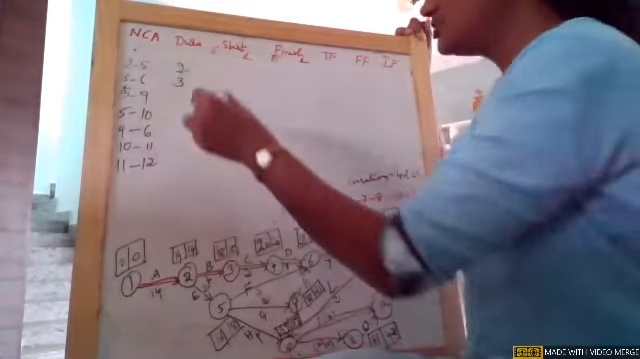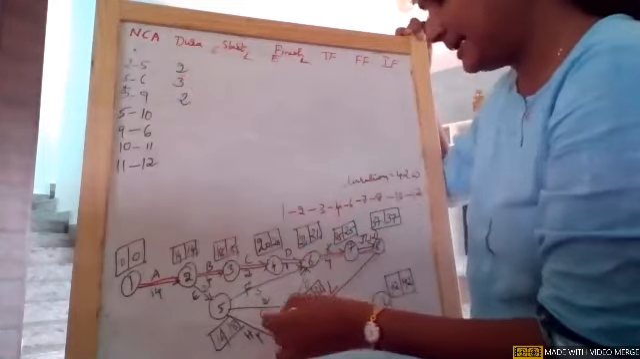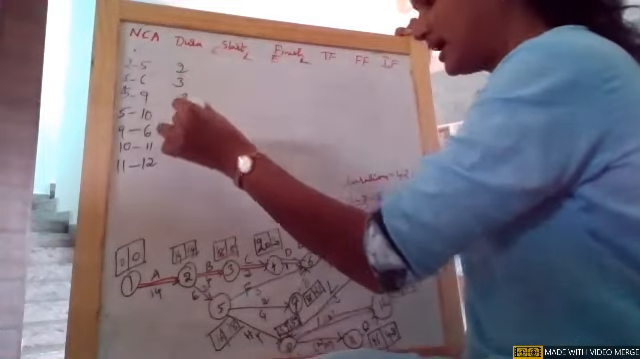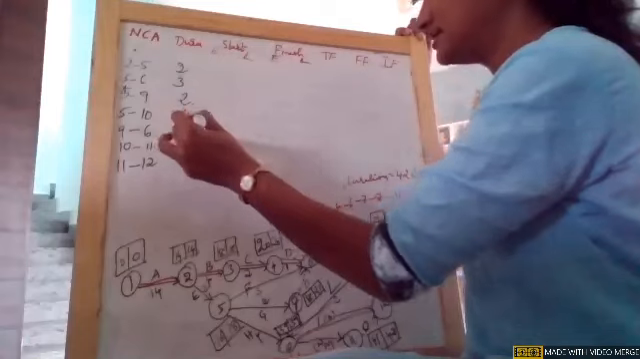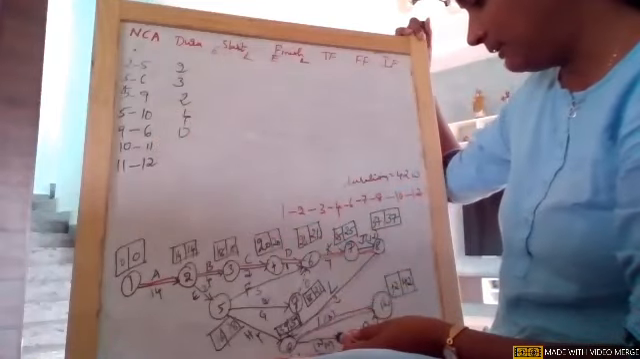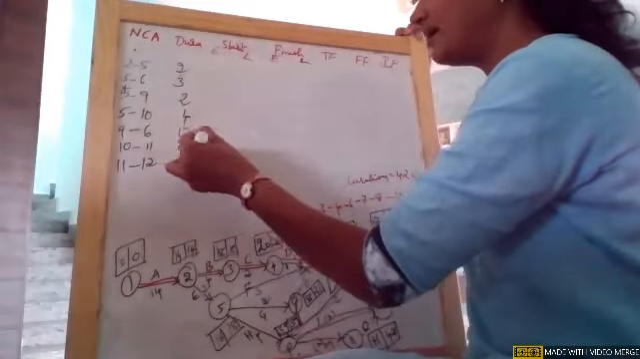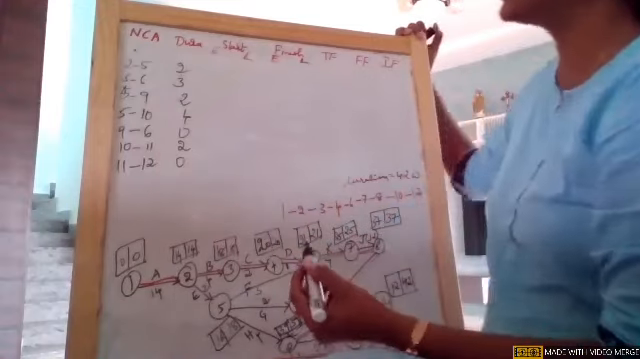From 5 to 9 it is 2. And from 5 to 10 it is 4. From 9 to 6 it is 0, as it is a dummy activity. From 10 to 11 it is 2. And from 11 to 12 it is 0, as it is a dummy activity.